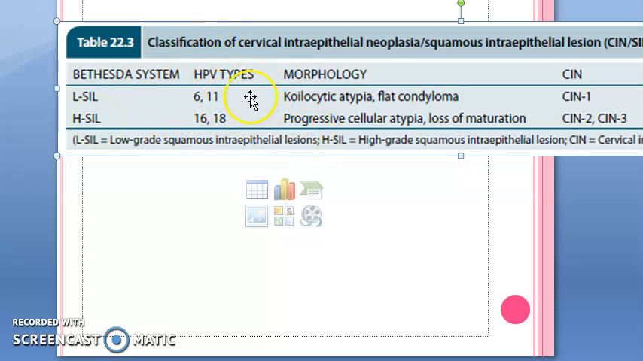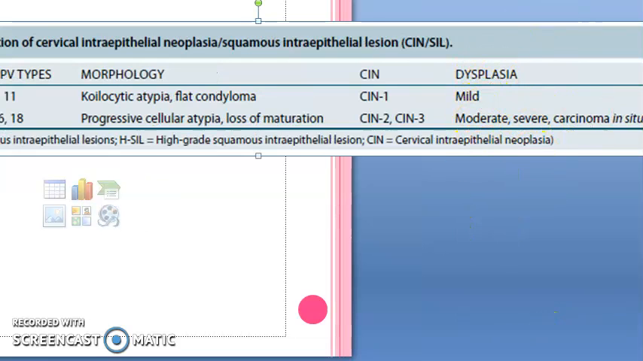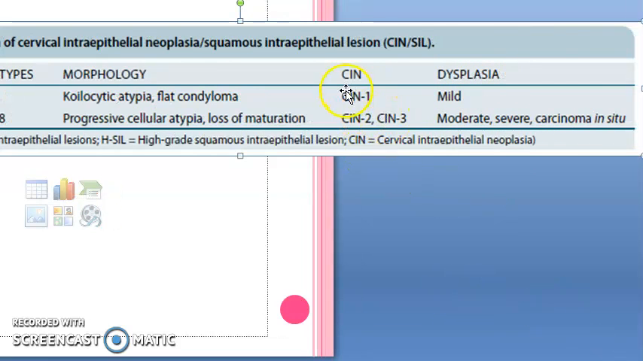The human papilloma virus types 6 and 11 will cause low grade squamous intraepithelial lesion of cervix. In this the morphology will be koilocytic atypia, flat condyloma in the low grade one, and in CIN, that is cervical intraepithelial neoplasia, they are calling it as 1. Dysplasia is mild dysplasia. Coming to the high grade, in that the dysplasia will be moderate, severe, carcinoma in situ. Here they are calling it as cervical intraepithelial neoplasia 2 or 3.